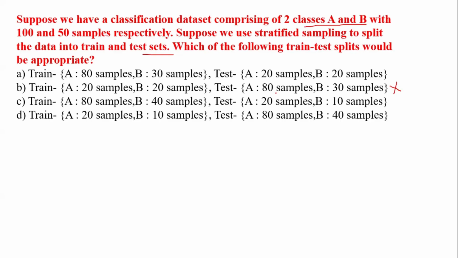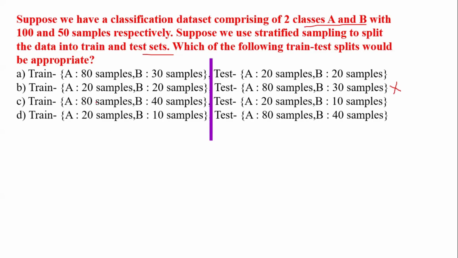Because, as you saw in the previous question, there are k folds, and 1 fold is there for the testing data set, and k minus 1 folds are there for the training data set. That means in the previous case, out of 20 folds, 1 fold is for the test data set, and 19 folds are for the train data set. So this is one thing we have to remember.